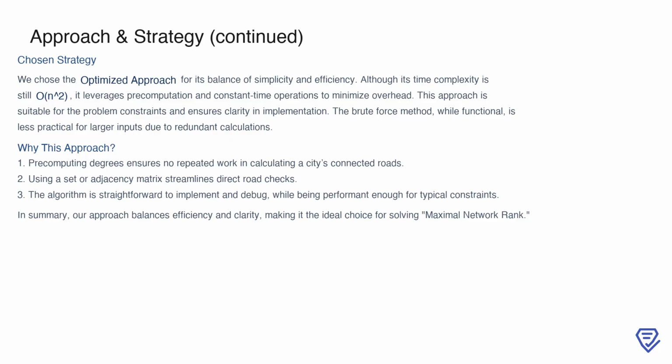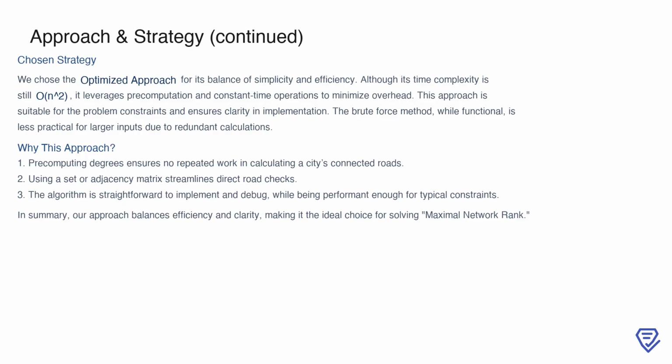Pre-computing degrees ensures that we don't repeatedly calculate the number of connected roads for a city, while using a set or adjacency matrix provides an efficient way to verify direct connections. Additionally, the algorithm is straightforward to implement and debug, making it a practical and effective solution. Overall, this strategy achieves a good balance between performance and clarity, making it the ideal choice for solving the maximal network rank problem.